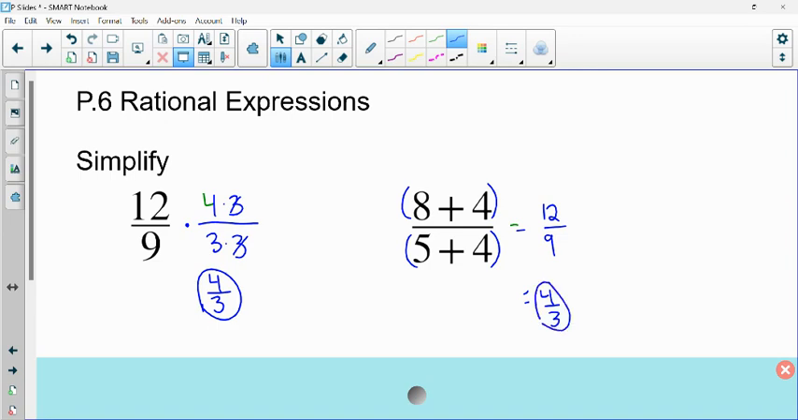What you cannot do is cancel out those 4's, because if you cancel out the 4's, you get 8/5. Is 8/5 equal to 4/3? No. So essentially, the only thing you can cancel is when your numbers are separated by what operation? Multiplication. Okay? You cannot cancel if they're separated by addition.